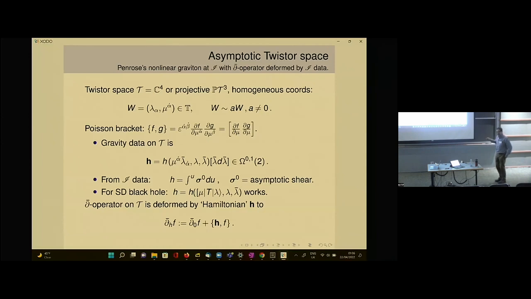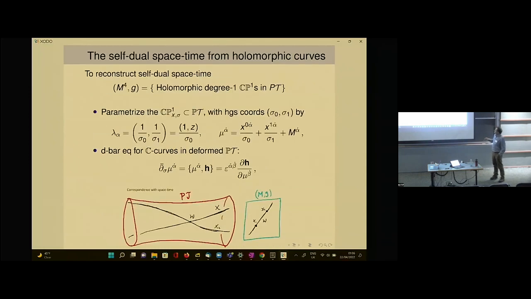Okay, well, I'll carry on. Okay, so that's meant to encode an entire space-time. So how do you reconstruct a space-time from the twistor space? We've got the twistor space, it's got a deformed d-bar operator on it, a deformed complex structure, and so we can reconstruct the space-time via a kind of an integrable systems trick by looking at an auxiliary problem. And the auxiliary problem is to look for holomorphic curves inside the twistor space.